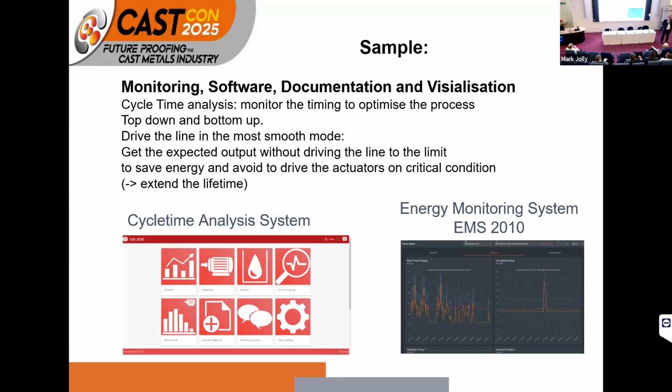There you can see what the potentials are. Can we go higher with the speed? Or do we have to go slower with the speed because we need more time for the core setting, for example, or for the pouring process or whatever? This is the tool we have with cycle time analysis. The same is true for the energy monitoring system.